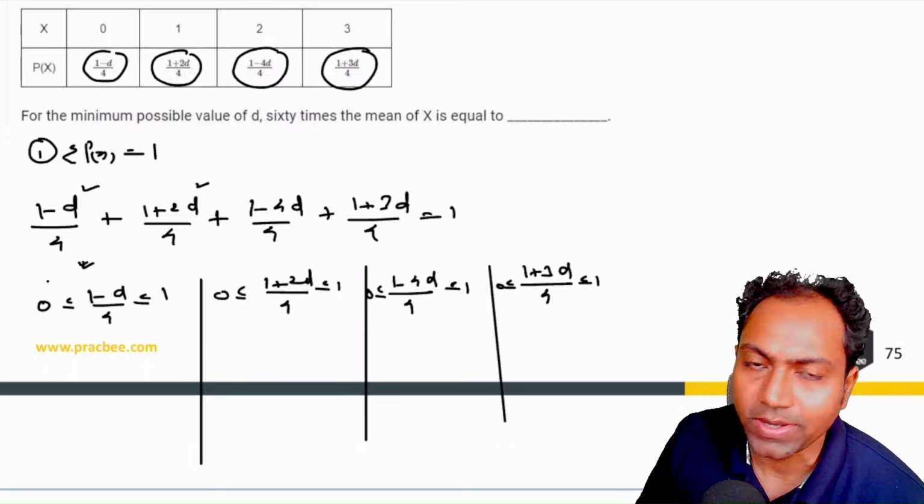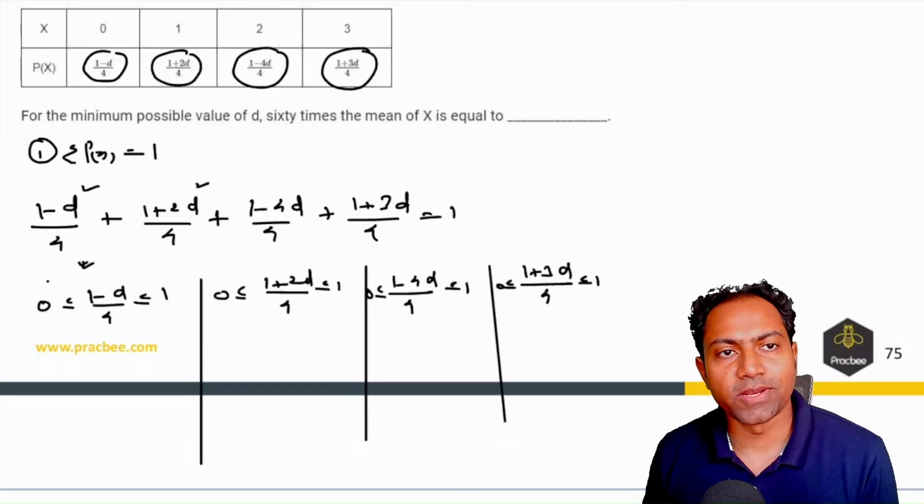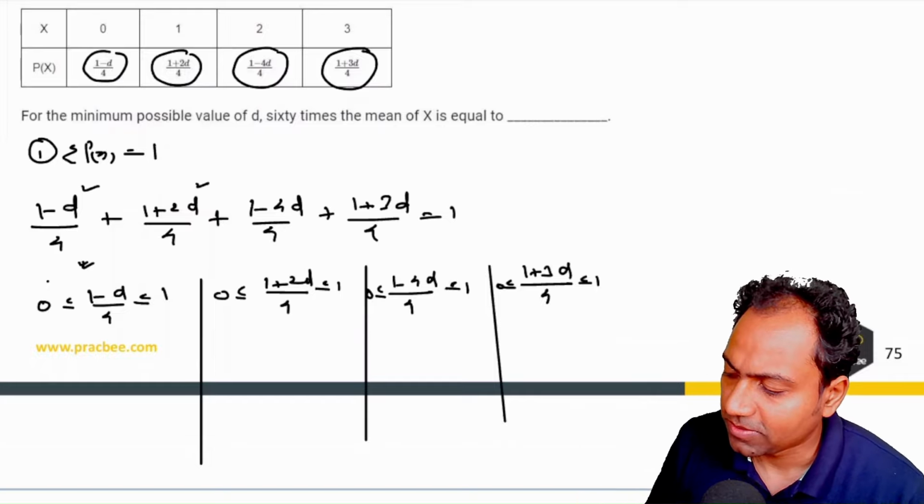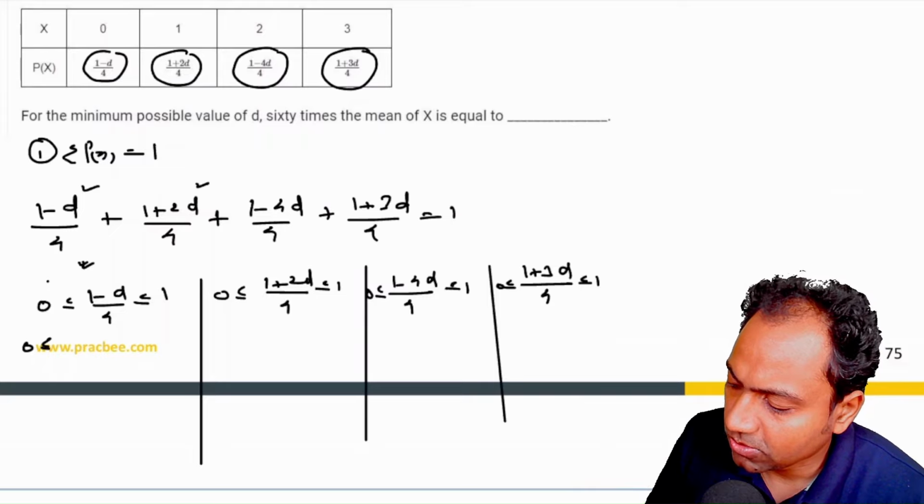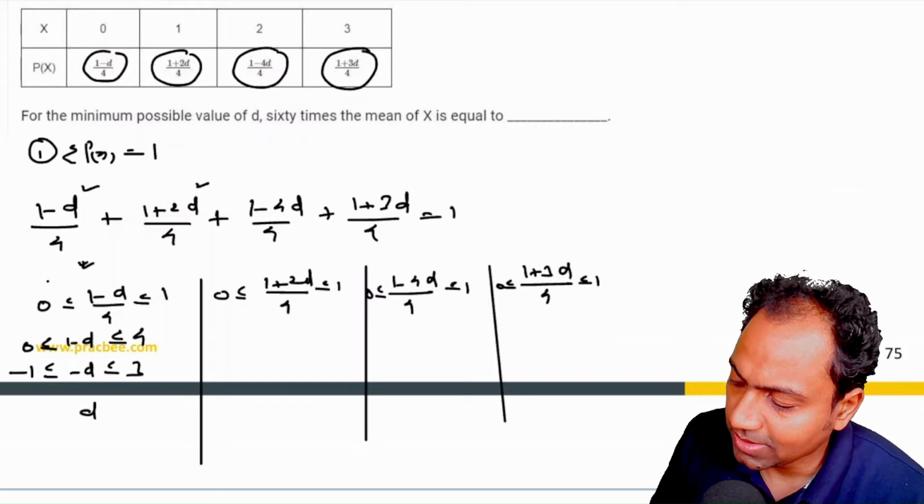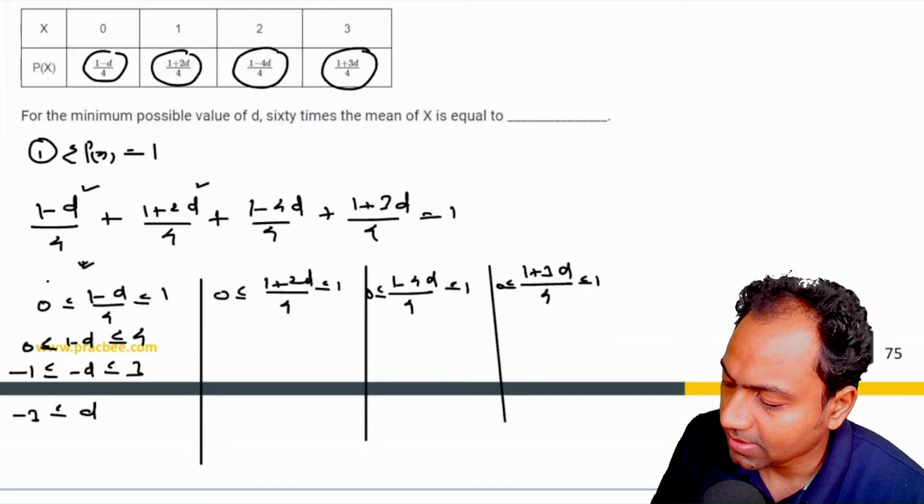What we need to find is the possible values of d, and using that, the next part is simple. We just need to find the mean, and for that we have a direct formula. So if I do so, this becomes 0, 1 minus d to 4. If I subtract minus 1 minus d, 3, you can see that d lies between minus 3 and 1.